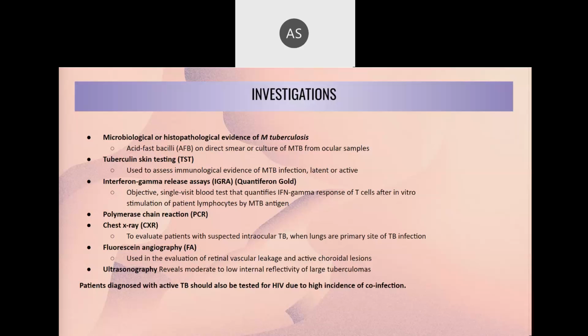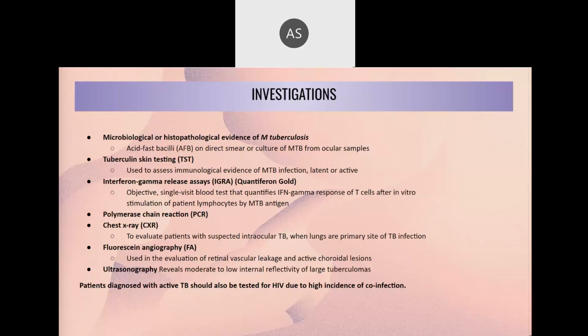And we can also do the IGRA test, which is a single-visit blood test that quantifies the interferon gamma, which is the response of the T cells after in vitro stimulation of the patient's lymphocytes by the TB antigens. Moreover, we can also do PCR and chest X-ray, to evaluate and suspect intraocular TB, and to suspect that the lungs are the primary site of the tuberculosis infection.